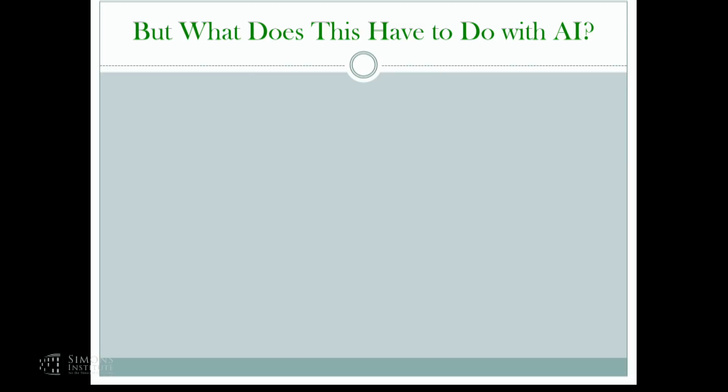So, bringing this back to the beginning: the title of my lecture was, what do we know that AIs don't? So let's come back to AIs. What does this have to do with artificial intelligence?